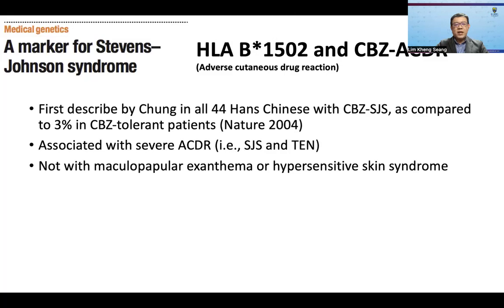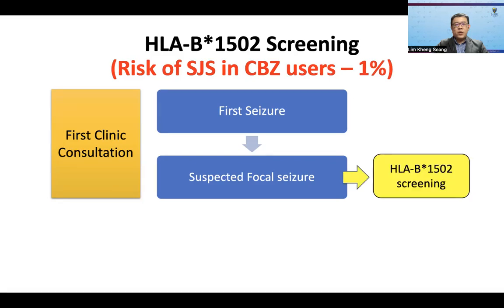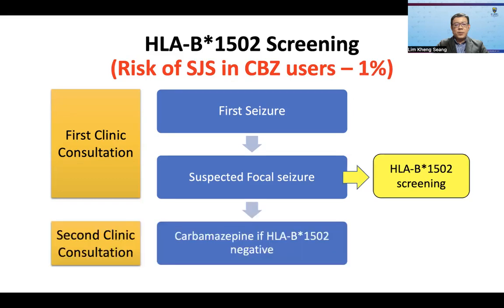This is strongly correlated with carbamazepine-induced Stevens-Johnson syndrome, or TEN. This is also highly prevalent in Malaysia, and therefore it's recommended that whenever we want to start carbamazepine, you should consider screening HLA-B 1502. This is my current practice. So if a patient came to my clinic and was suspected to have focal seizure based on the symptoms, I would send their HLA-B 1502 on the first clinic consultation. When the patient came back for the second clinic consultation, if the HLA-B is negative, I will start carbamazepine.